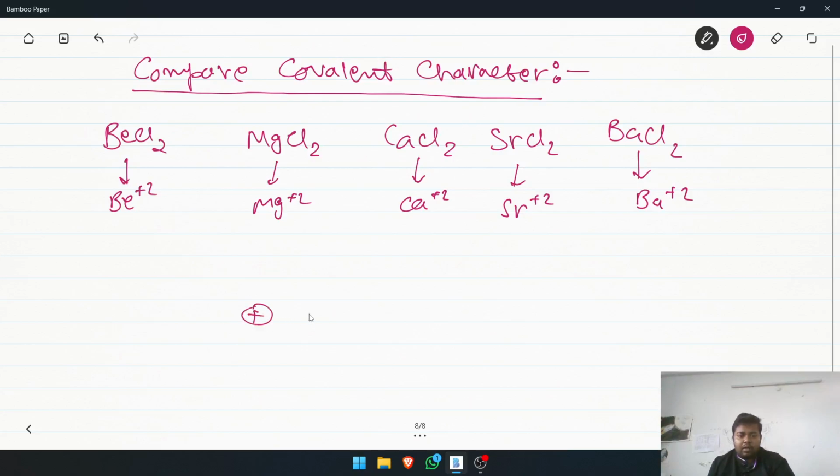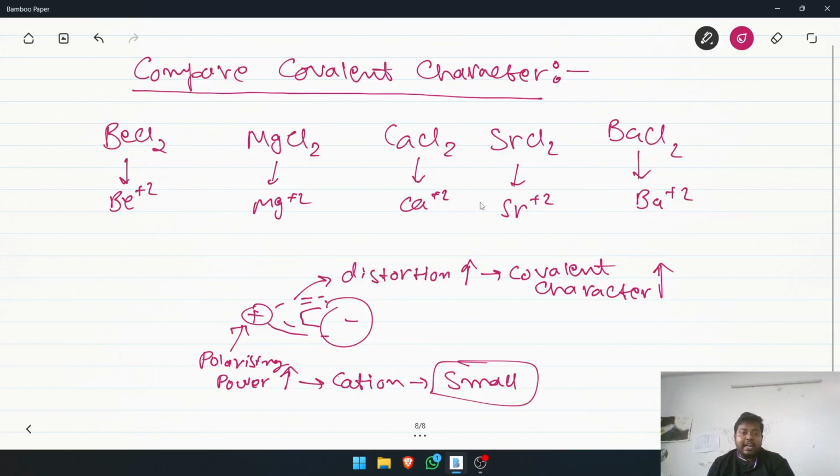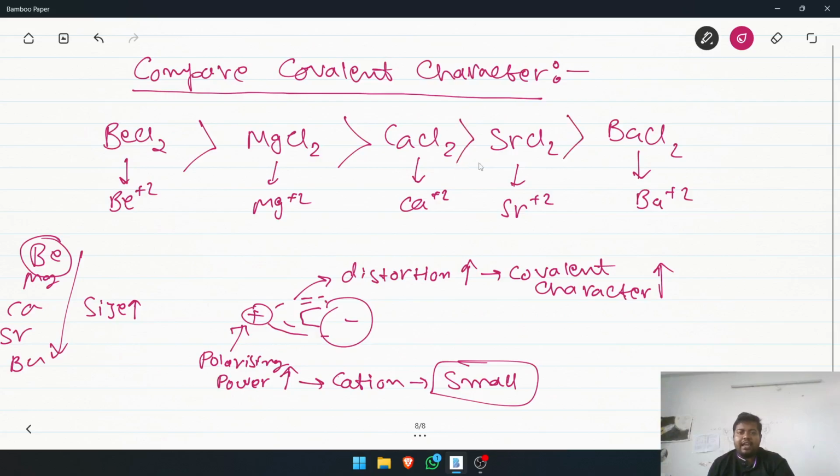because the more the polarizing power, the anion will get distorted more. Polarizing power is more, distortion is more, and we can say covalent character will also be more. So for more polarizing power, the cation must be small. So which cation is small? See, this is group number 2. Beryllium, magnesium, calcium, strontium and barium. Top to bottom size increases. So beryllium is the smallest one. So this has the most polarizing power. So it has the most covalent character. So beryllium chloride has the most covalent character. Okay, this can come like this.